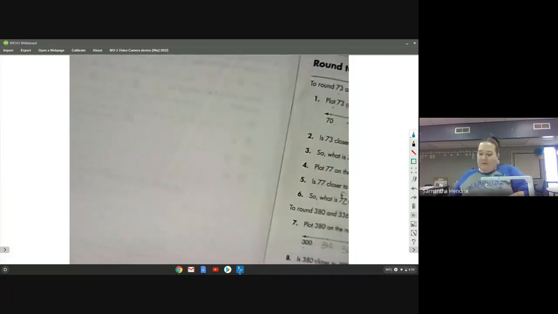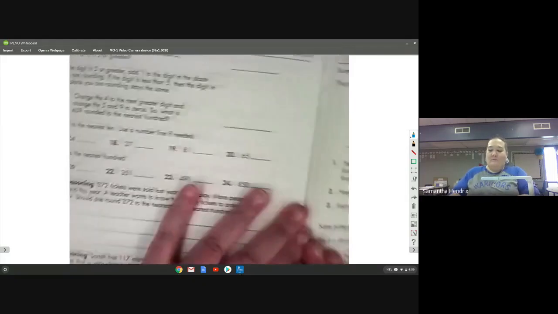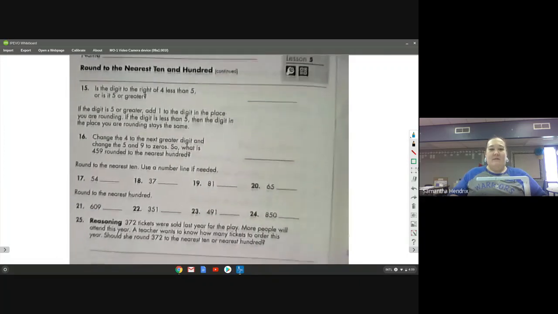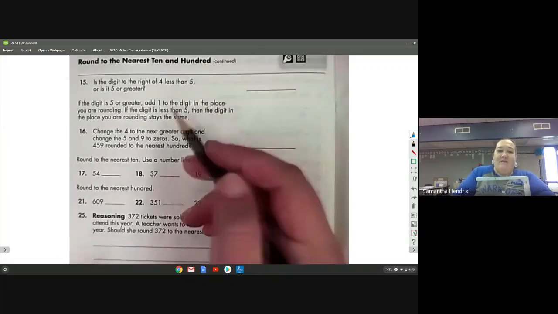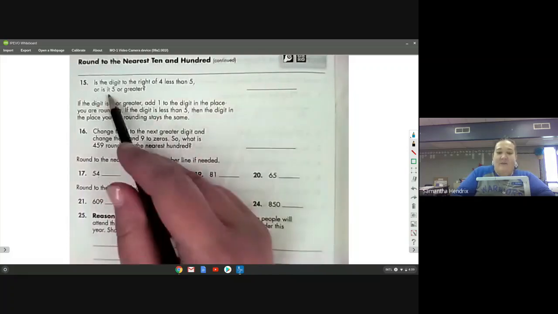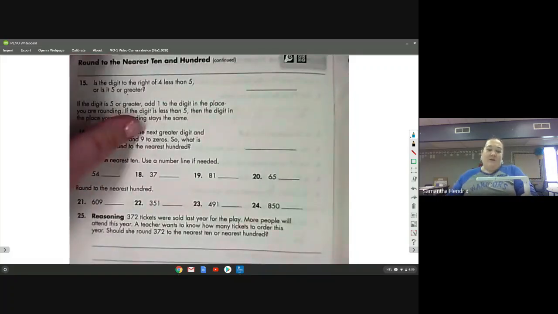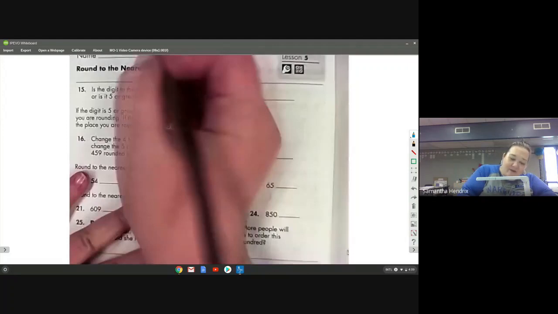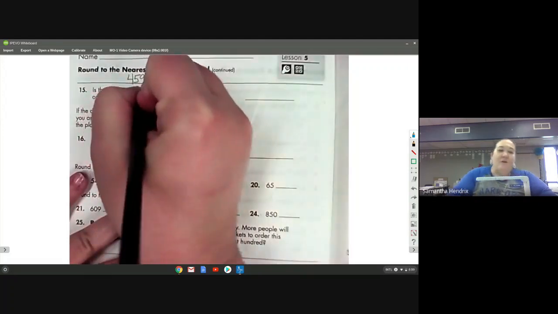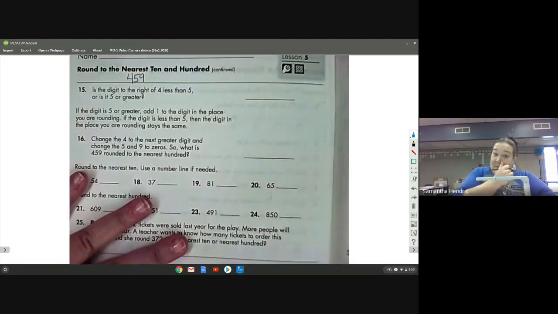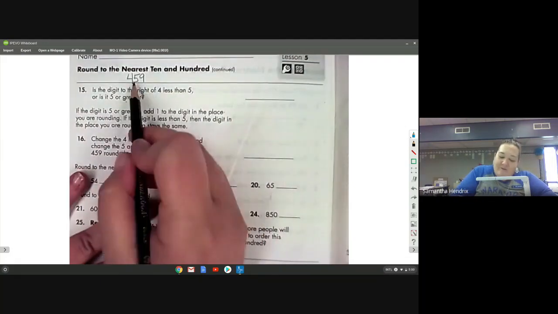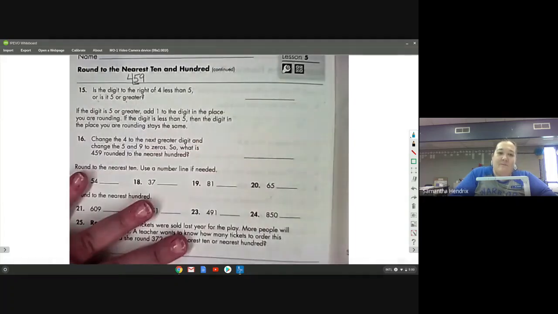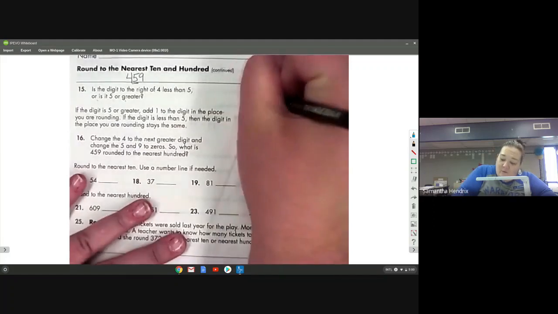I'm going to turn our page. There's more on the back. Okay, so let's look. Is the digit to the right of the 4 less than 5, or is it greater than 5? Well, our number that we're rounding is 459. So I'm going to write that up here just so I don't have to keep turning back and forth. 459, and we're rounding to the nearest 100. So is the digit to the right of the 4 less than 5, or is it 5 or greater? It's 5 or greater.